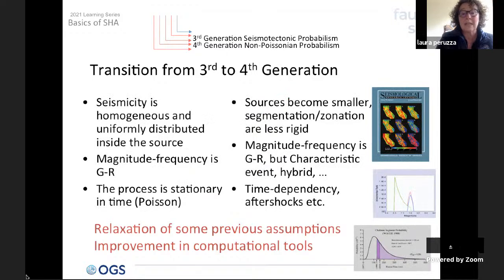For example, the seismicity can be no more homogeneous and uniformly distributed inside the source. The sources become smaller. The segmentation and zonation can be less rigid. The magnitude frequency is not only controlled by a Gutenberg-Richter relationship, but we can enter different kinds of magnitude frequency relationships or introduce different models for relating the frequency and the magnitude of events. And similarly, the process in time does not need to be stationary anymore, but we may account for some time dependencies or for the aftershock sequences as well.